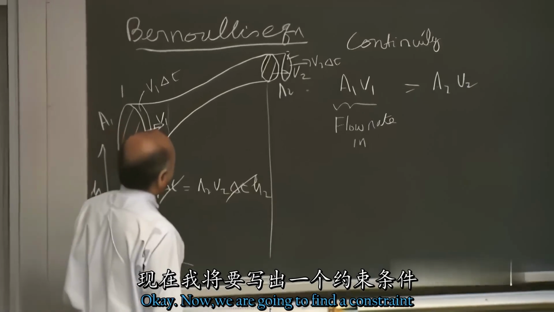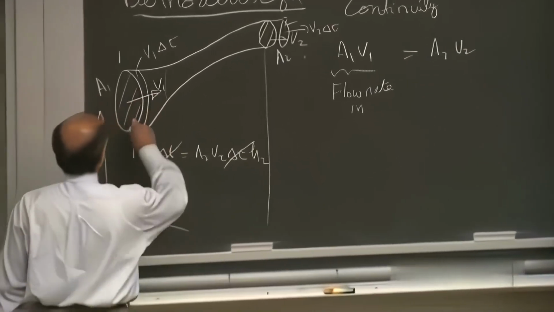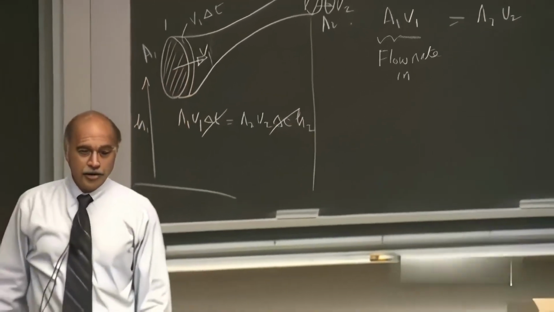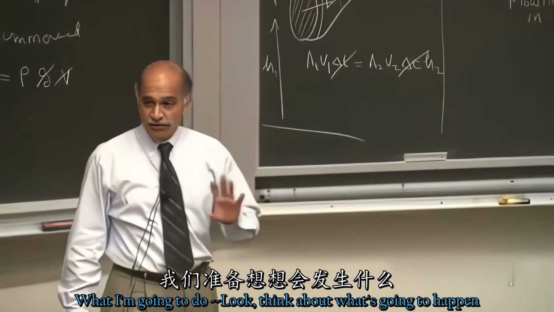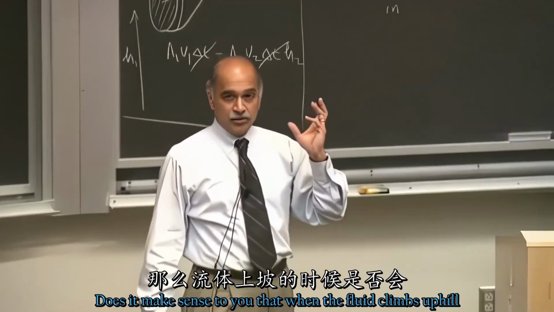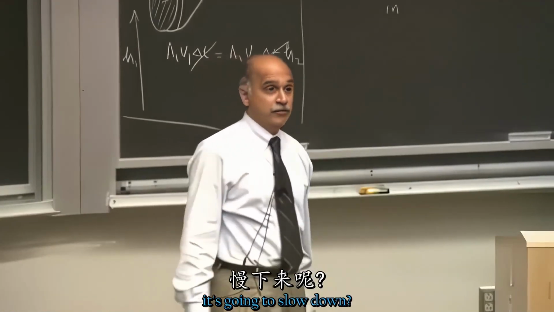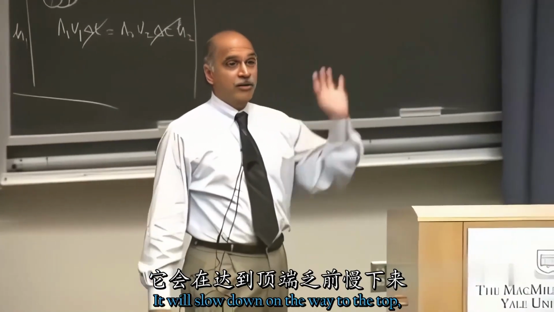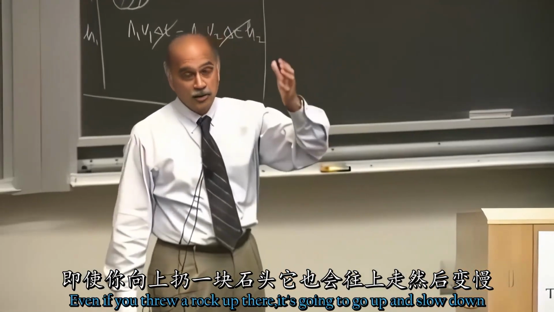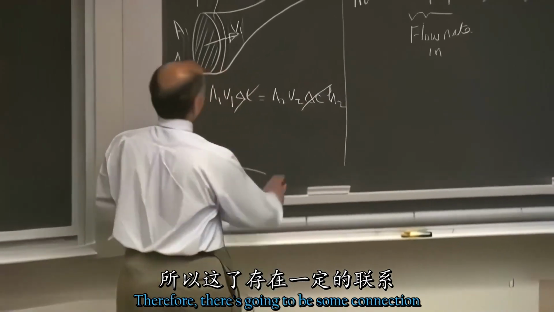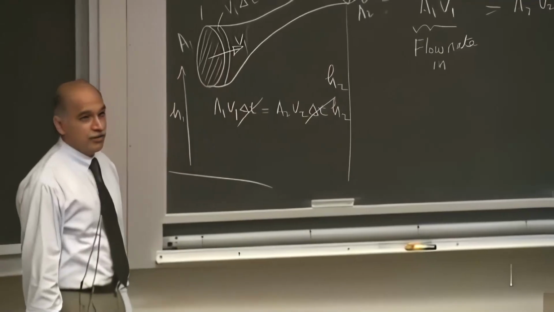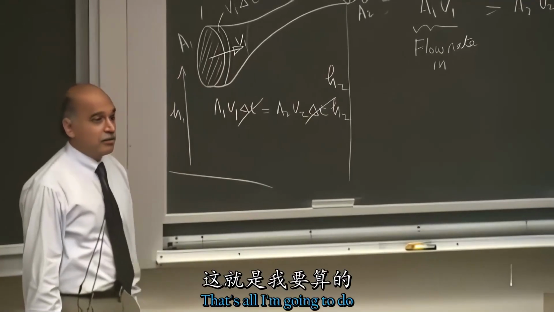Okay, now we are going to find a constraint between the state of the fluid here and the state of the fluid there. Think about what's going to happen before you derive any formula. Suppose you're going uphill. Does it make sense that when the fluid climbs uphill, it's going to slow down? It will slow down on the way to the top because it's got to work against gravity. Even if you threw a rock up there, it's going to go up and slow down. Therefore, there's going to be some connection between the gain in height and the velocity of the fluid, just from the law of conservation of energy. That's all I'm going to do.